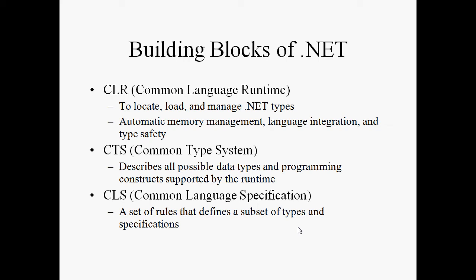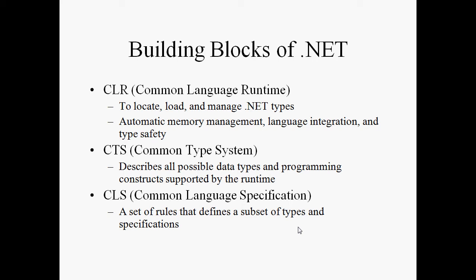There is the common language runtime, common type system, and common language specification. These three things are called the basic building blocks, which are used to create the .NET framework here. The common language runtime is the main part, or you can call it the core part, of the .NET framework, which is the main execution engine that creates an execution environment for the different programming languages to execute. Apart from that, it also supports automatic memory management, language integration, type safety, and code security. So all these features are supported by the common language runtime.